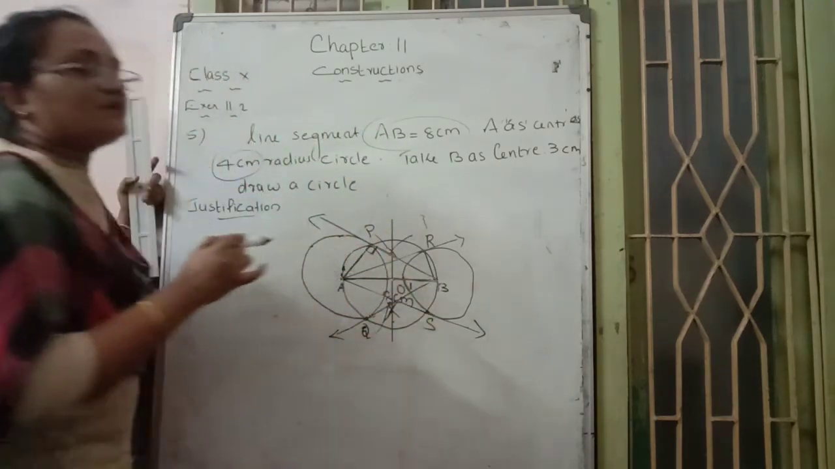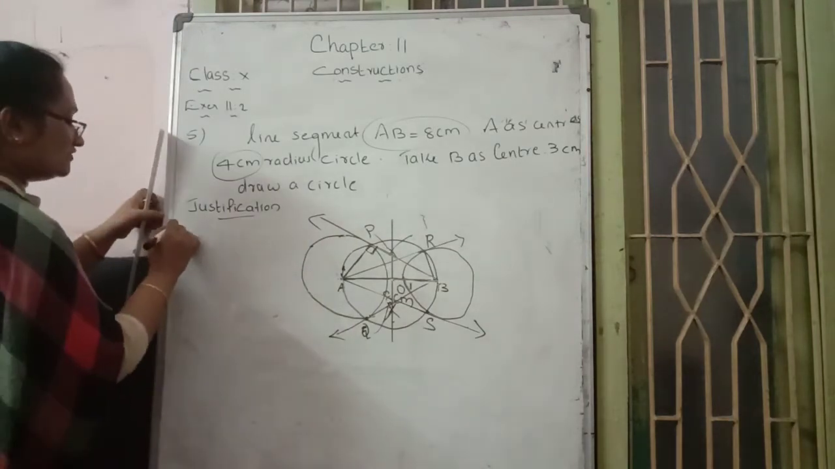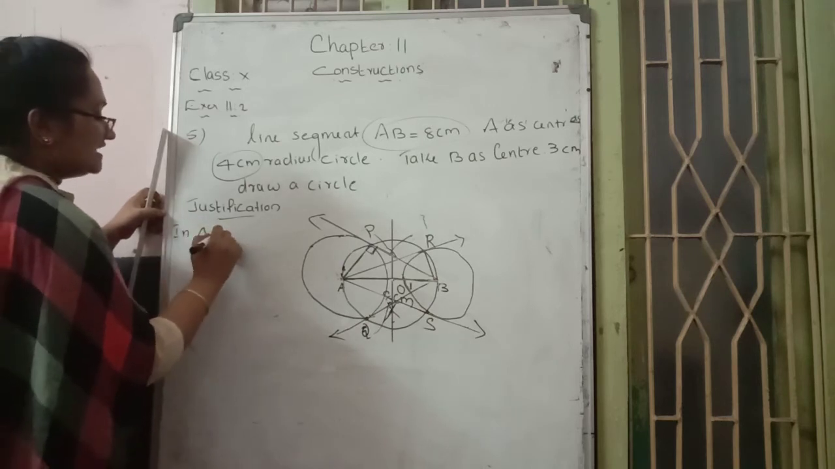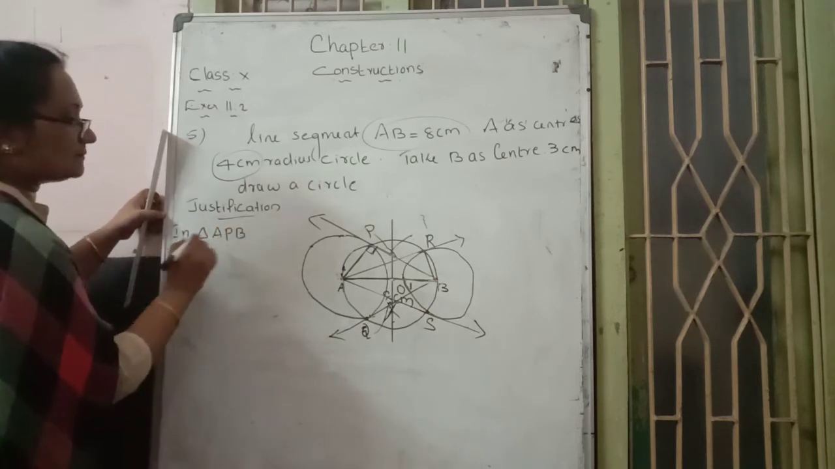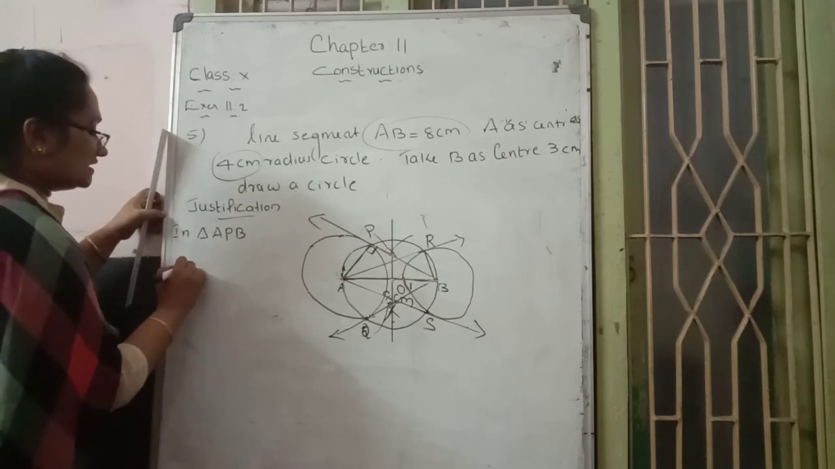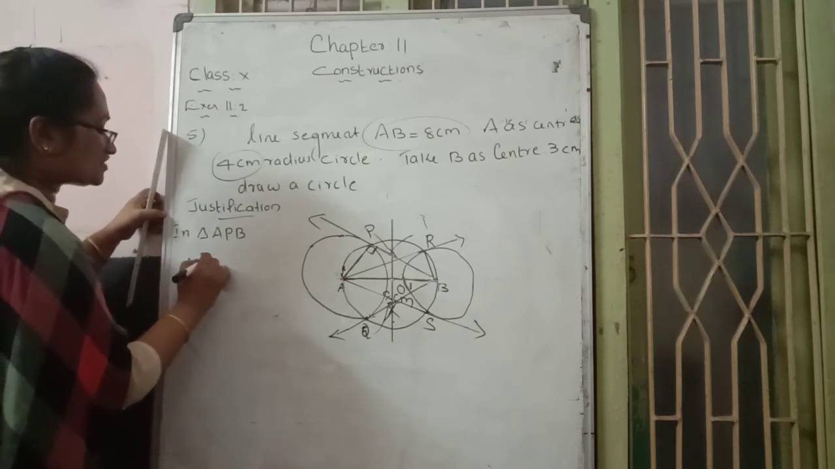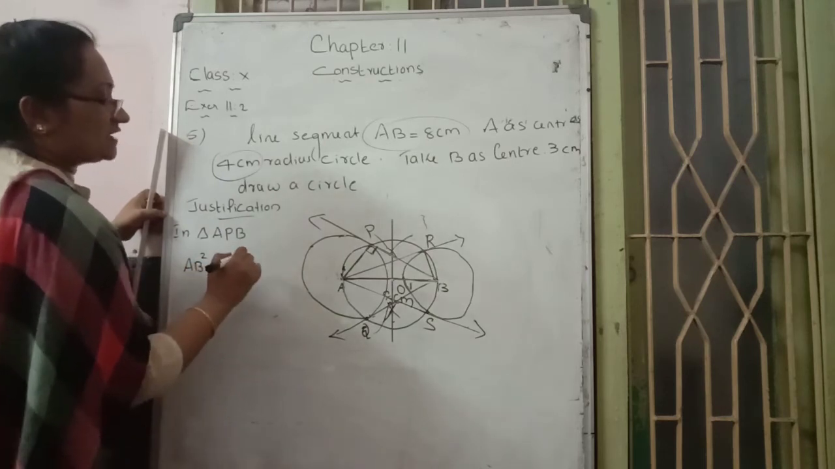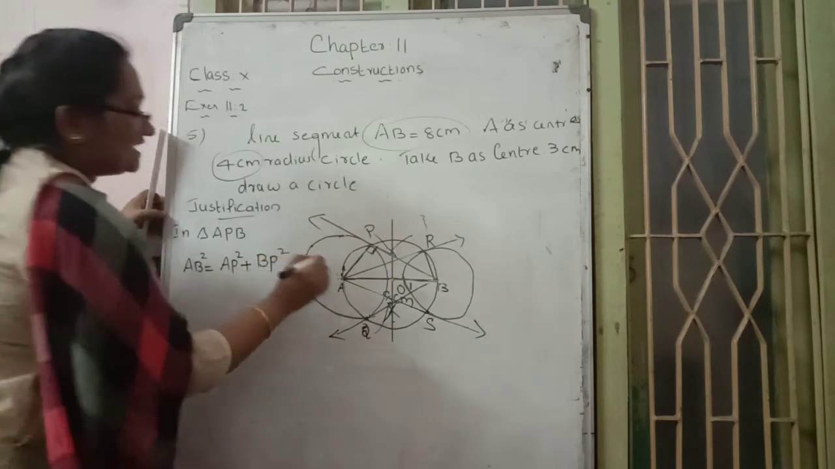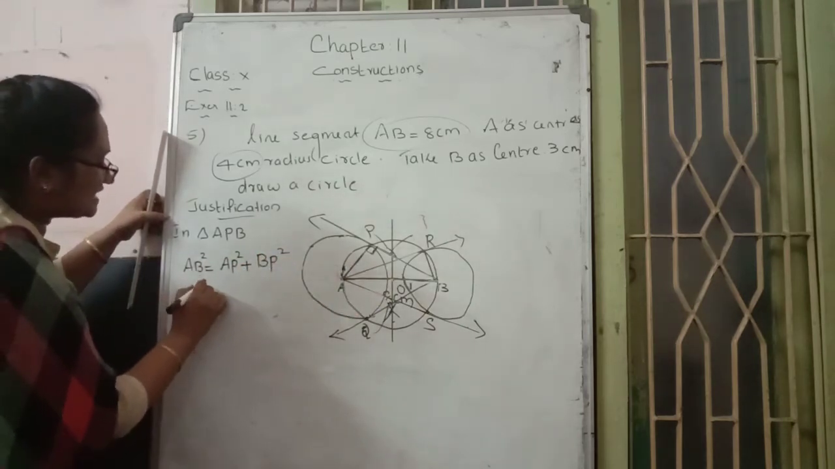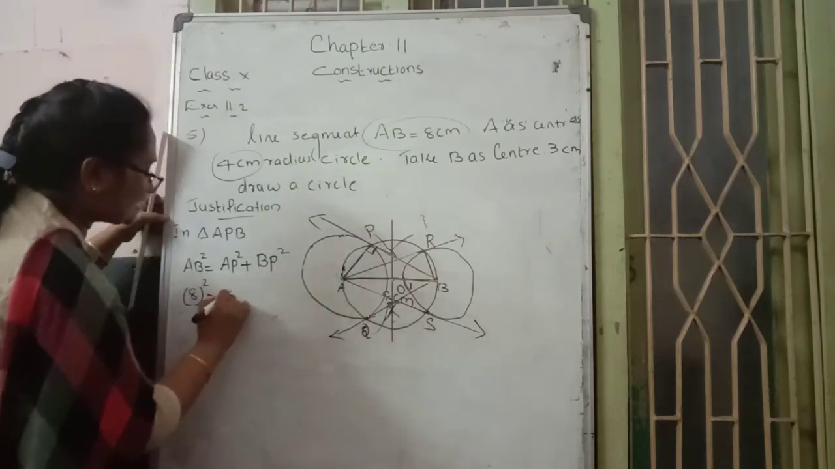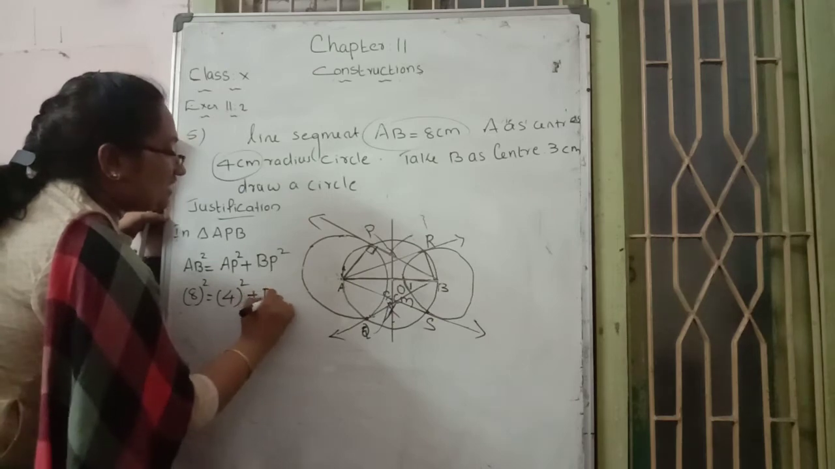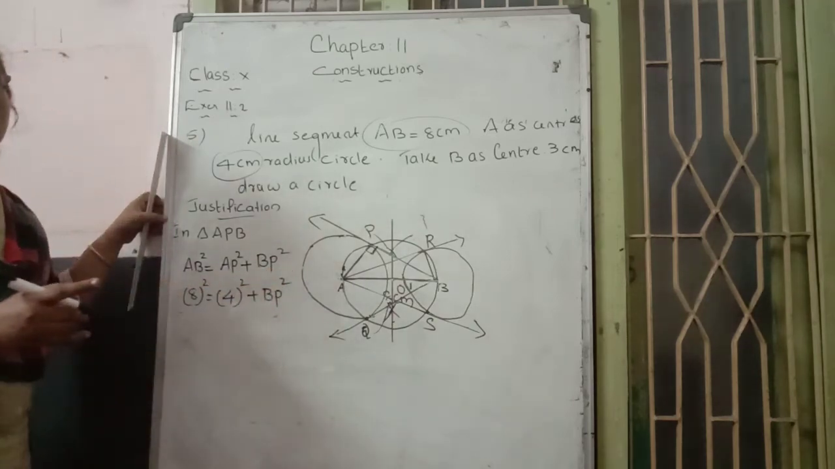How to find the BP value? Pythagoras theorem. So we can write it, in triangle APB, the hypotenuse square, AB square, is equal to altitude square, AP square, plus BP square. AB value is how much? 8. So 8 square is equal to AP, which is 4, the radius of the first circle, that is 4 centimeter, squared, plus BP square. We don't know BP, which is our tangent.